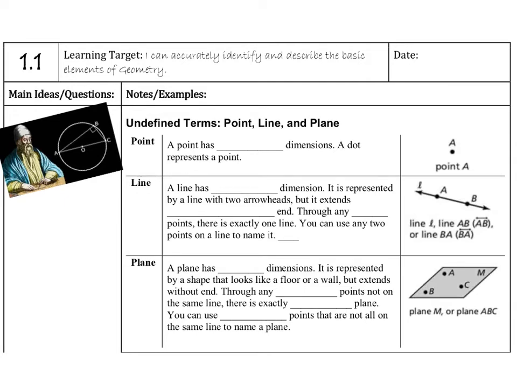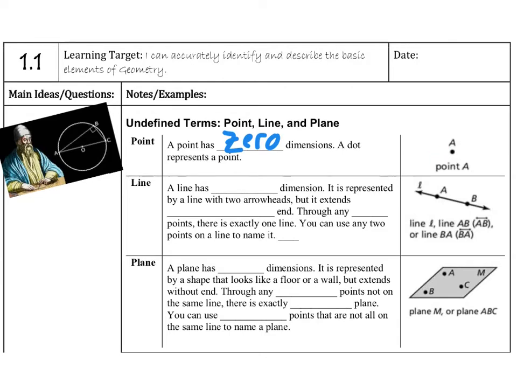And the first one is a point. A point is something that has 0 dimensions. It has no length, no width, and no height. It is just a location. We draw a dot, and we name points with capital letters, always capital letters.